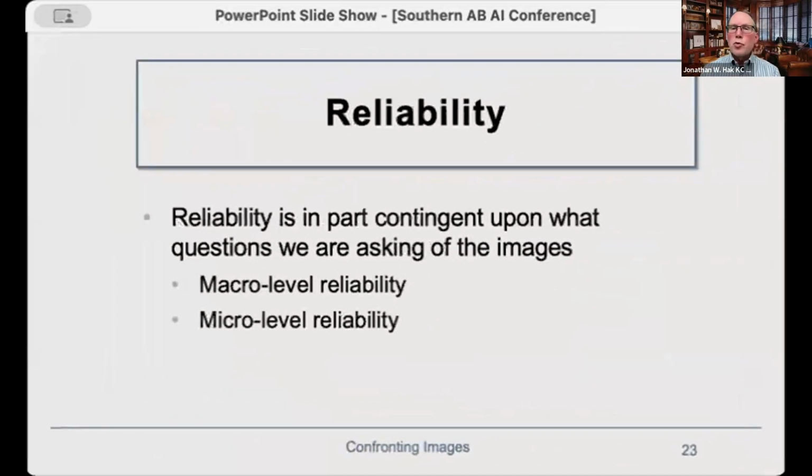Then we look, is an image reliable? And reliability is in part dependent upon what questions we're asking of the images. So it may have macro level reliability. It's reliable for the big picture, but it may not have micro level reliability. Is it reliable for a very small detail in an image? So it might be reliable to show that there's a building there, but not reliable for the purpose of identifying a vehicle or a person, because it's not good enough. I do a lot of work here in Europe on dealing with satellite imagery. And that's the thing there. Satellite imagery is very good for macro level topics, but not so good for micro level topics, depending on the satellite.